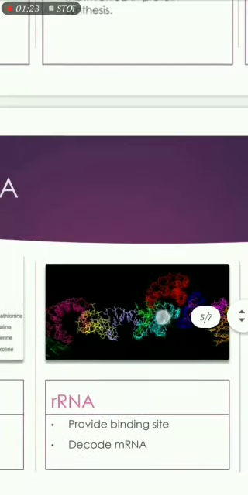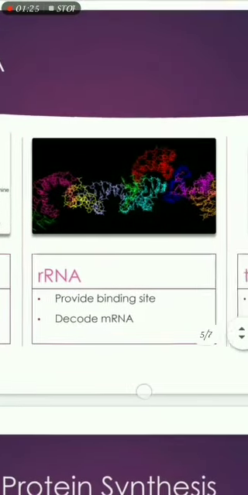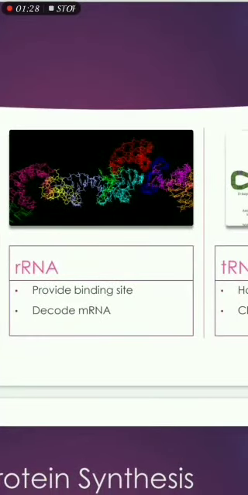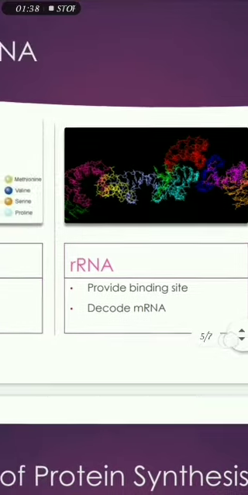Whereas if we discuss ribosomal RNA, it provides the binding site and decodes the messenger RNA. Here is the structure of ribosomal RNA. As you can see, there are also folds and loops present here and it is not a straight chain, whereas messenger RNA was a straight chain.